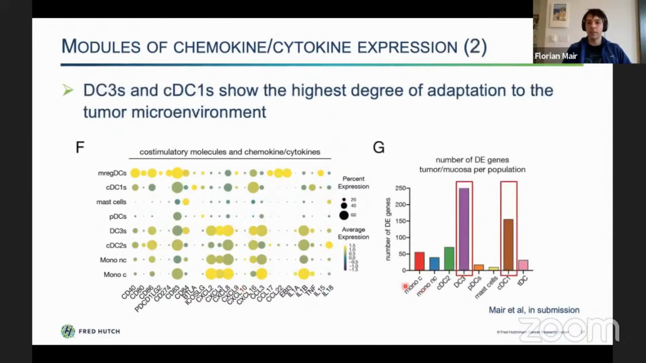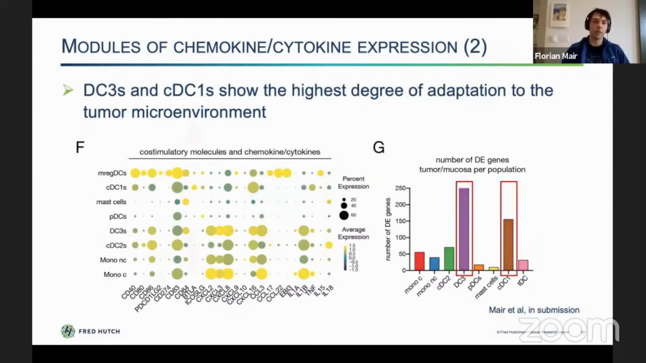And what we noted then is if we look across these different clusters, for most of these APC populations, there was less than 50 genes that changed in the tumor condition relative to the mucosa condition. And the only two populations that showed significant adaptation to the tumor relative to the general inflammatory microenvironment were the DC3s and the cross-presenting DC1s. That was kind of interesting to us because it implied that those two populations are probably the ones that matter the most. And so we started to look a little bit closer into these differentially expressed transcripts and also the ones that are shared.